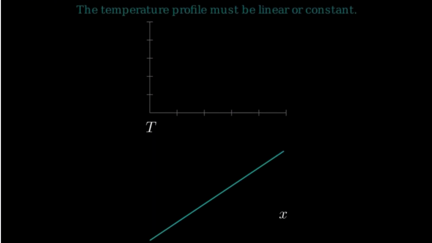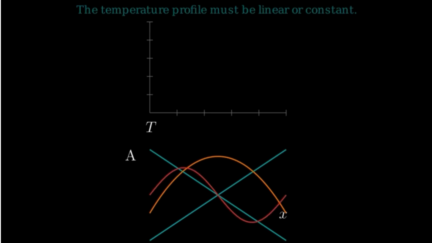Option A shows a linear increase in temperature from left to right. This is possible. Option B shows a linear decrease in temperature from left to right. This is also possible. Option C shows a curved parabolic profile. This can only occur with internal heat generation or loss, but not here. Option D shows an oscillating temperature, which is impossible in steady state and with no internal generation. So only options A and B are physically possible solutions.